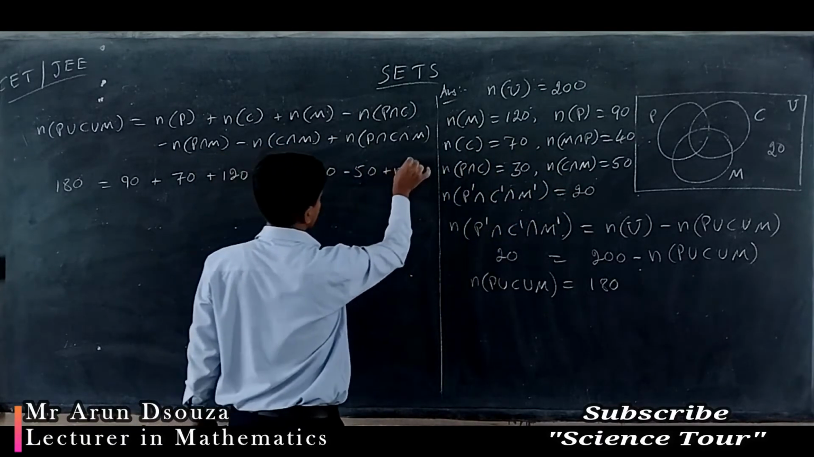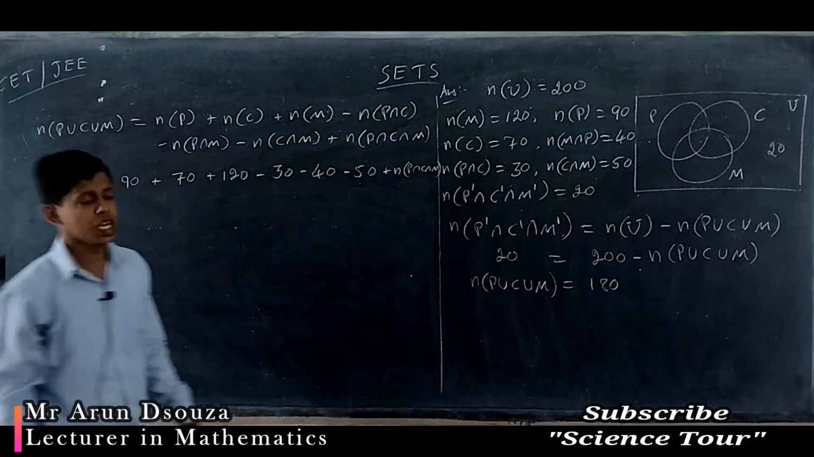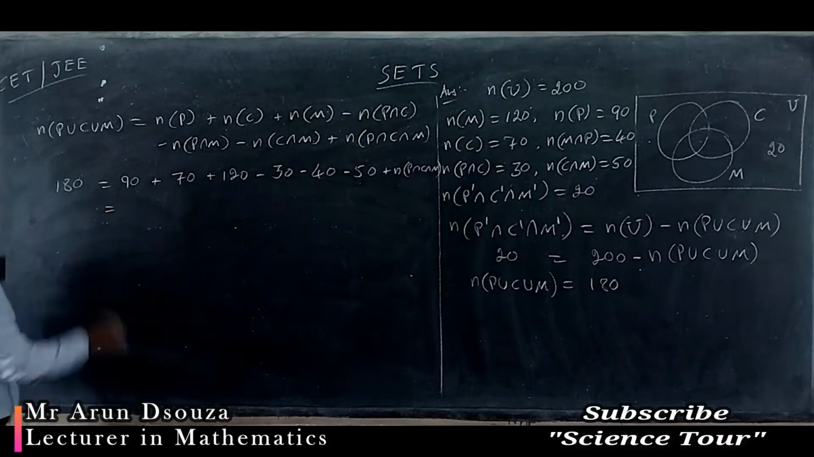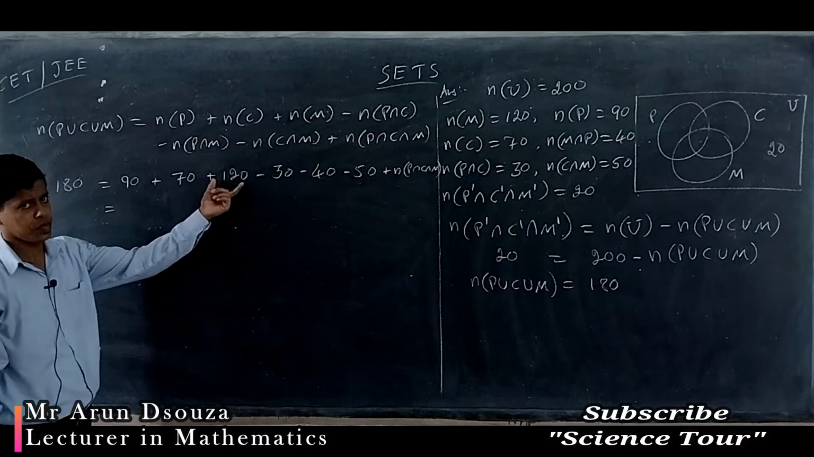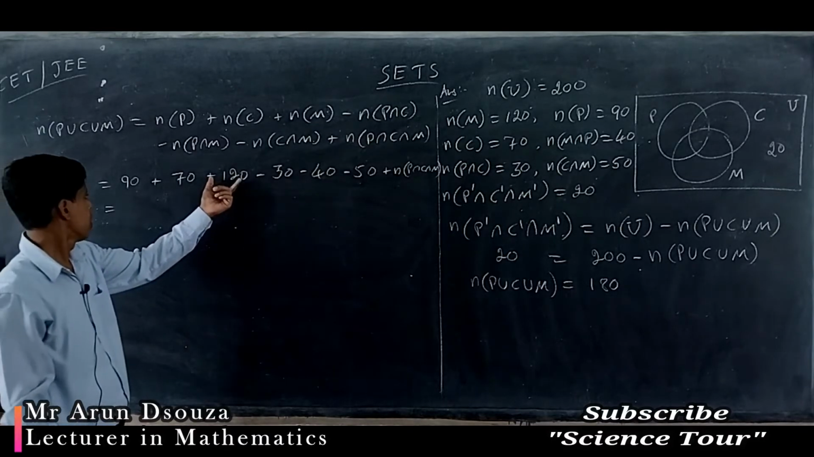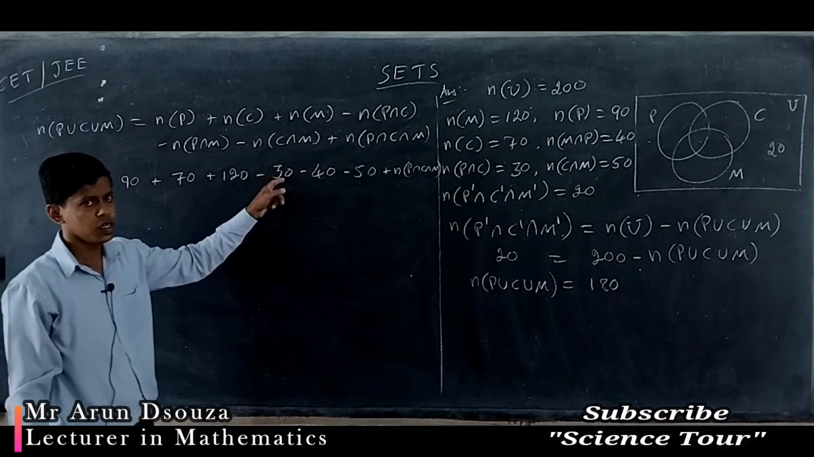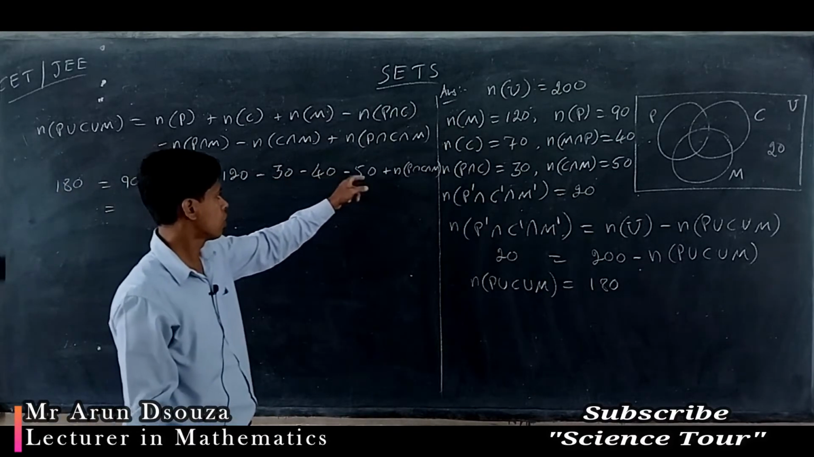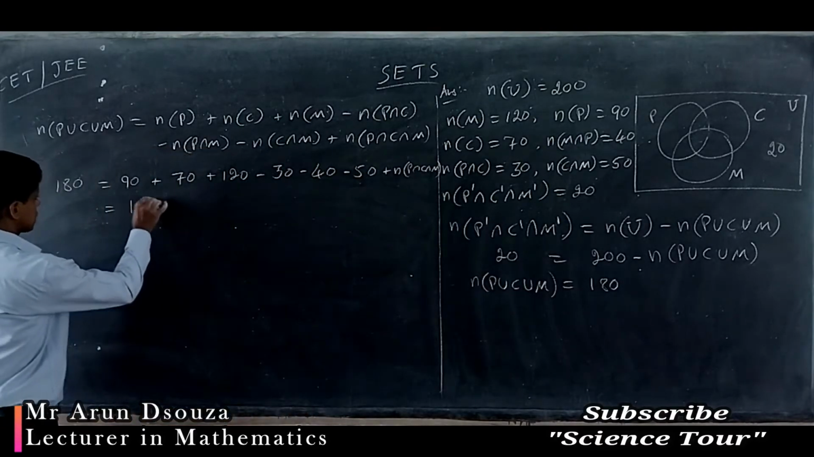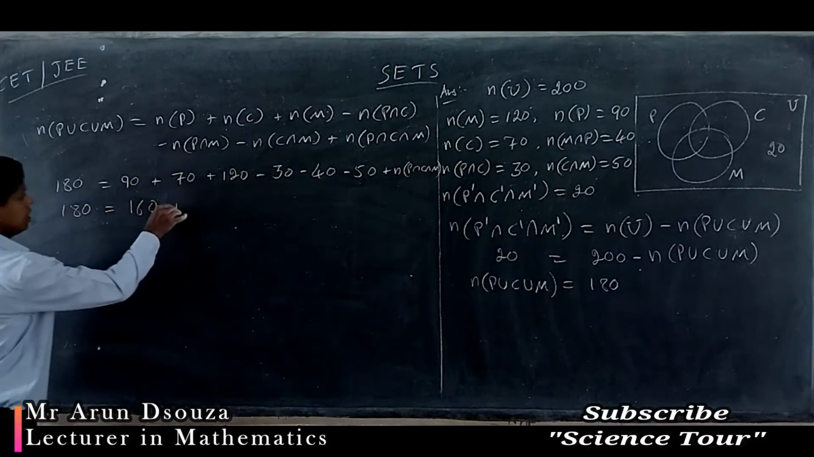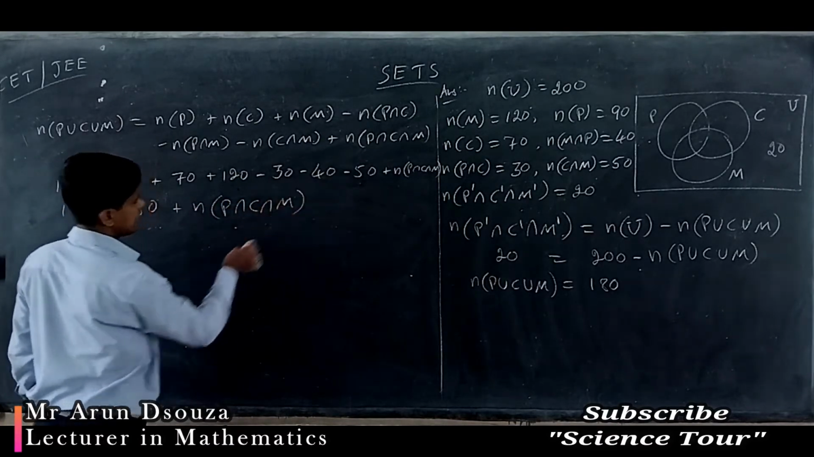We don't know. That's what we are finding. Well, now this is 90, 160, 280, correct? So out of 280 remove 30, that is 250. Out of 250, 210. So out of 210 remove 50, 160. So this is 160 and this is 180, and you have got P intersection C intersection M here.